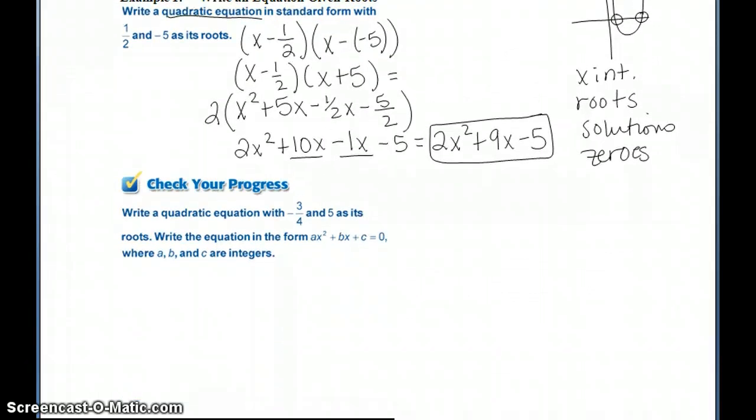You may want to pause this right now and use this example to write the quadratic equation in the check your progress one. So pause it now and work that one, do it exactly the same way, and see what you get.